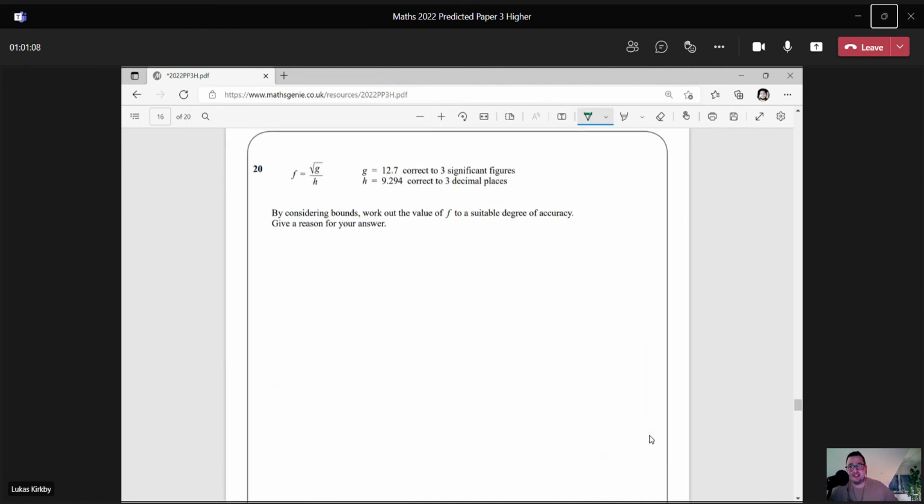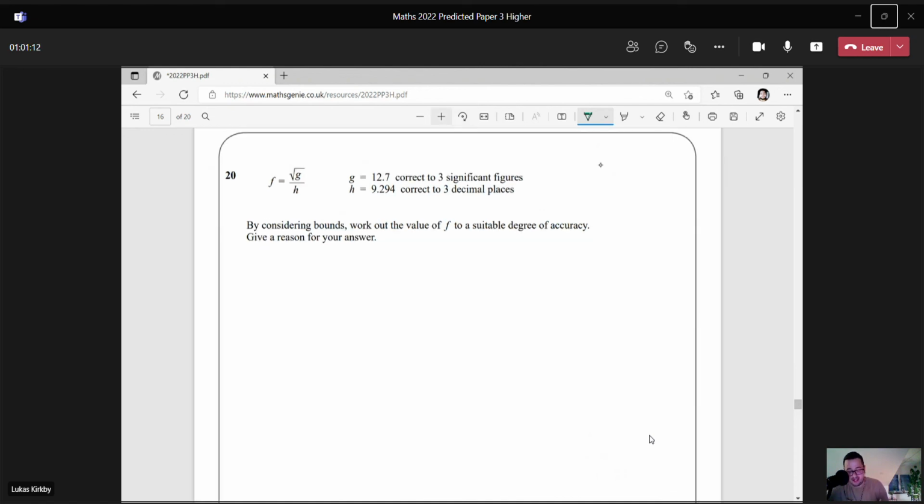Okay, number 20. So F is root G over H, where G is 12.7 correct to 3 significant figures, and H is 9.294 correct to 3 decimal places. By considering bounds, work out the value of F to a suitable degree of accuracy. Okay, so let's first think about G. Now G is 12.7 correct to 3 significant figures.